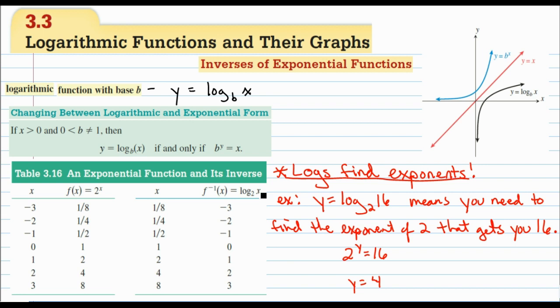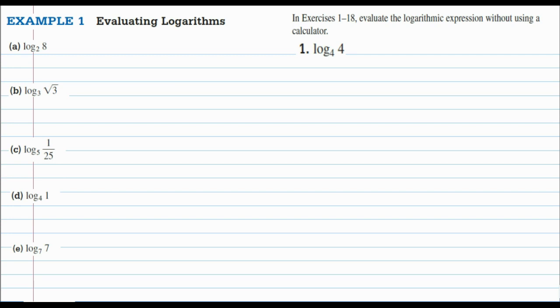Now, if I plug in for x like 3, 2 to the what equals 3? I don't know. That's really messy. So I personally wouldn't plug in 3 for x because I don't know what exponent of 2 gets me 3. I'm trying to find those exponents. So if I plug in 1/8 for x, 2 to the what power is 1/8? -3. So the output here would be -3. So as you can see, the x and y coordinates change places between exponential functions and log functions. They are inverses.